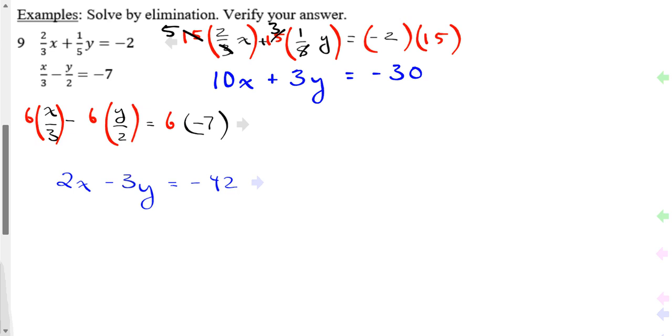Now we can look at our two equations, and we can see that we have matching coefficients already. We have a negative 3y and a positive 3y. So we can add the two equations together to solve. So again, you're familiar with what to do from here, so pause the video. When you finish the question, including verifying the answer, restart the video to have a look at my solution.